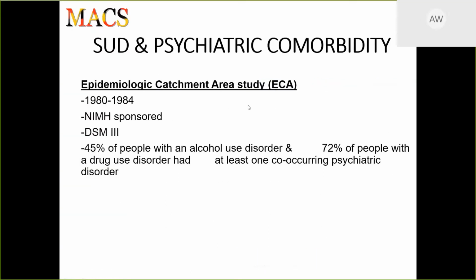The first one on there is called the Epidemiologic Catchment Area Study, and it was done in the 80s, so back with the DSM-3. Back then, they found that 45% of people with alcohol use disorder and 72% with a drug use disorder had at least one other co-occurring psychiatric disorder.